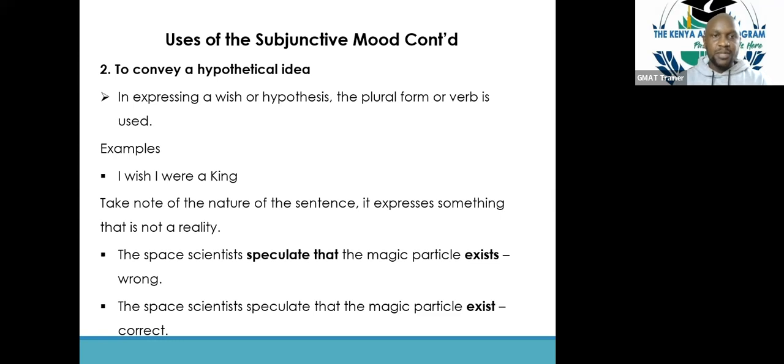And also there are the examples there. The space scientists speculate that magic particle exists. So the first form is wrong. You're supposed to use the plural form of that verb.